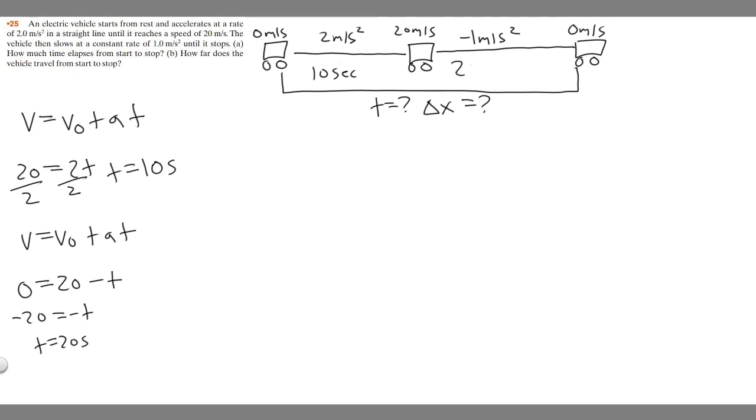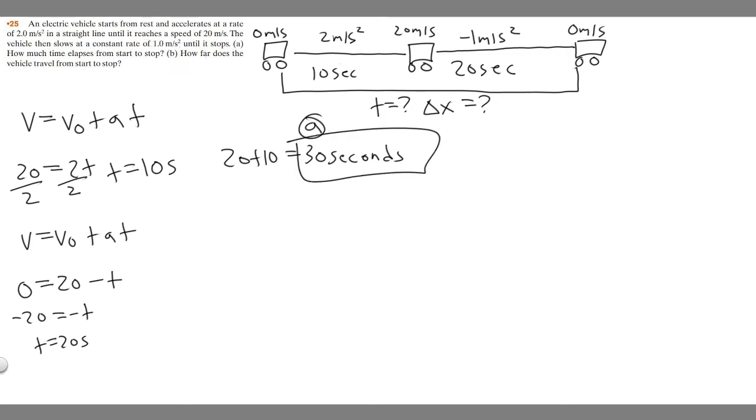So this part's going to be 20 seconds, right? And if we want to find the total time, just add them up, right? So how much time this took. And so just 20 plus 10, it's going to be equal to 30. So 30 seconds is how much time elapses from start to stop. So this right here is going to be A.